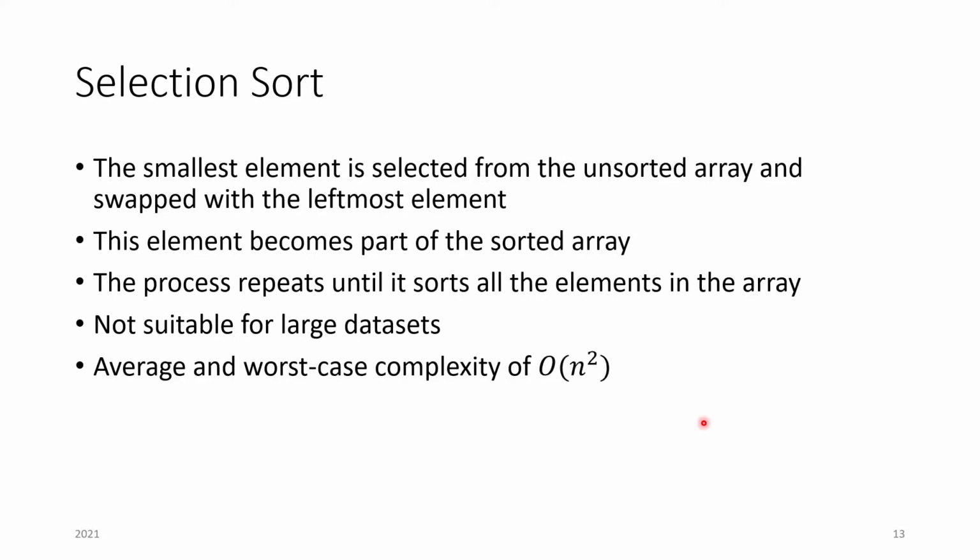So it normally starts that we find the smallest element from the entire unsorted array, and we put that on the leftmost side of the list. And that smallest element becomes part of the sorted array. And we keep on repeating this until we sort all of the elements in the array from left to right. This also is not suitable for large data sets because it scales horribly. The average and worst case complexities for these are going to be O of n squared. So you try to use selection sort for very small data sets.